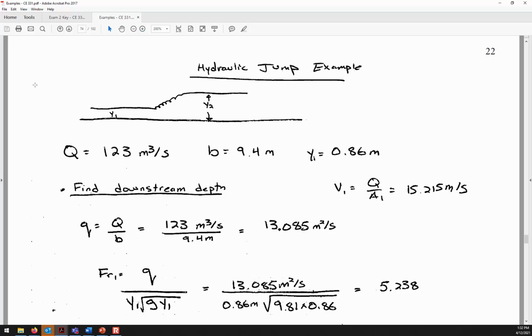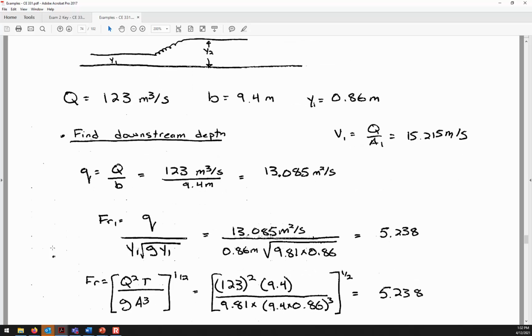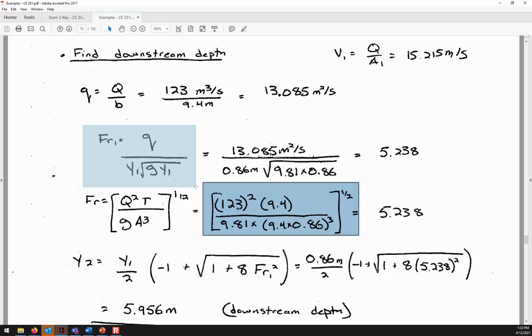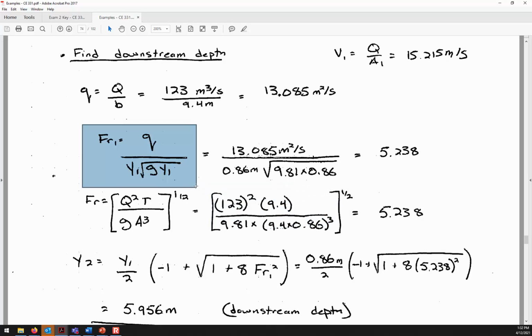The Froude number formula that I used is the simplified version. Since it's rectangular, I get a Froude number of 5.238. I also did it the full way just to verify. If you had a trapezoidal channel, then you couldn't use this formula, because it relies on a flow per unit width. If you have a non-rectangular channel, then lowercase q, flow per unit width, doesn't quite have the same meaning, unless it's very wide, unless it's 20 times wider than it is deep.